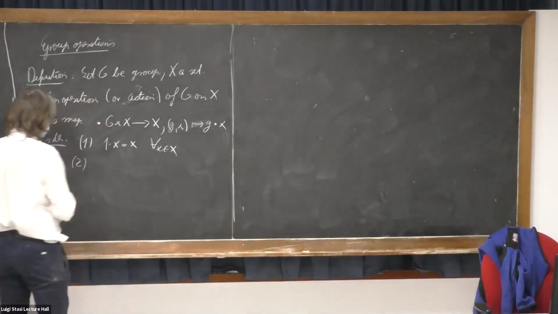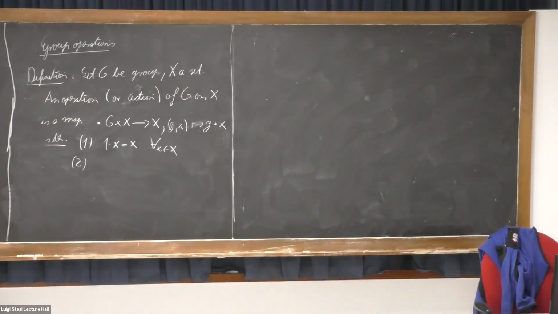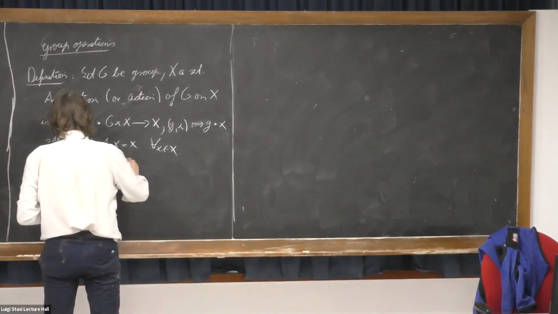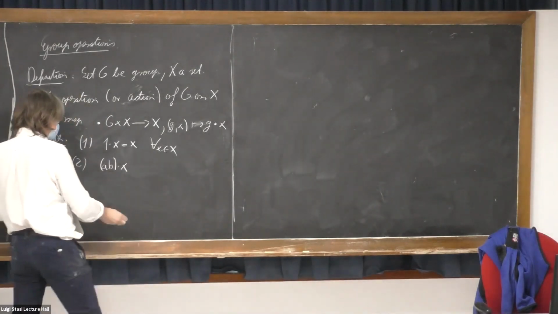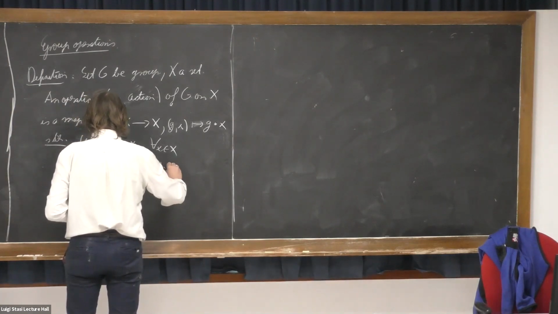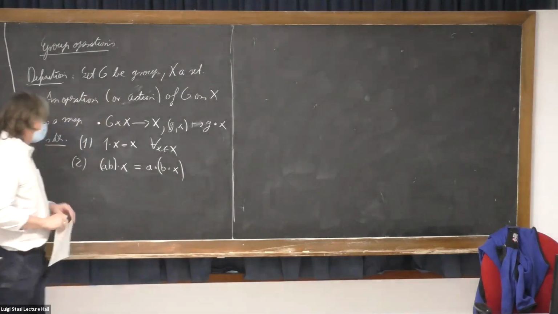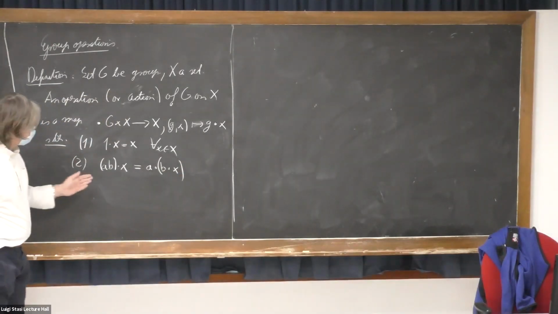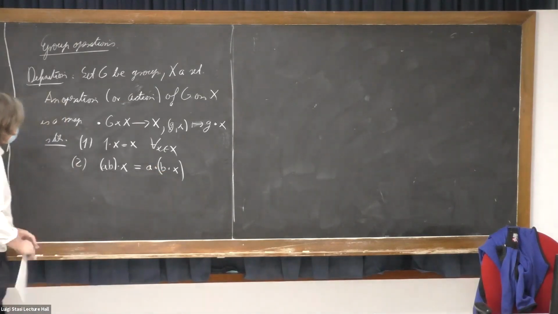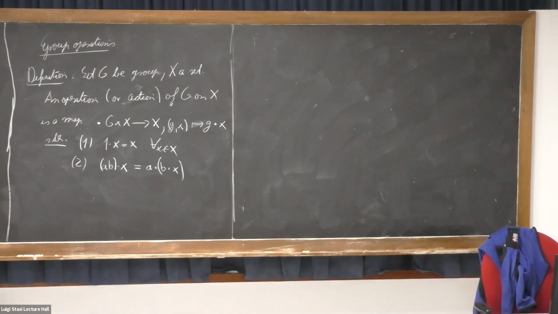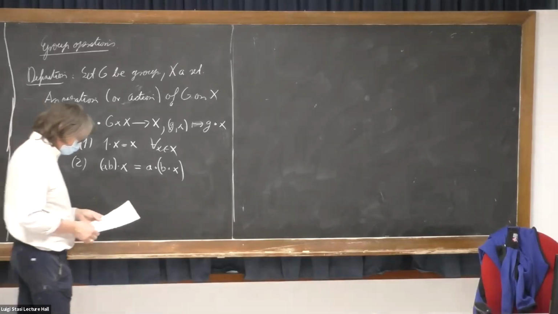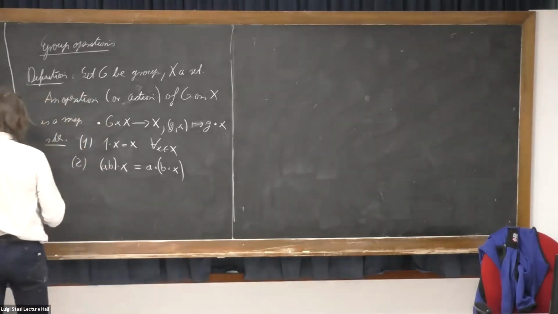And the second is, as I said, that the product of two elements acts as first acting by one and then the other. So (a times b) times x, where this is the product in G, is equal to a times (b times x). It represents some kind of associativity, but you notice that we're not in a group. So this is the multiplication in G, and this is the action. This means that this action is compatible with the group structure.